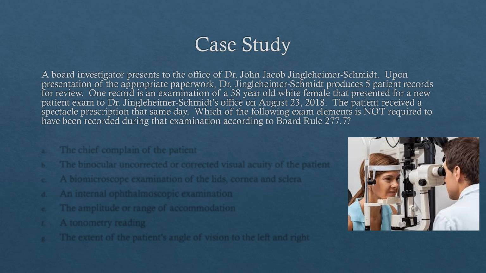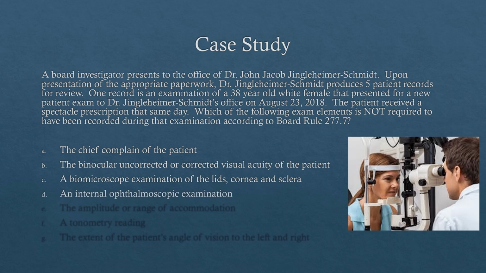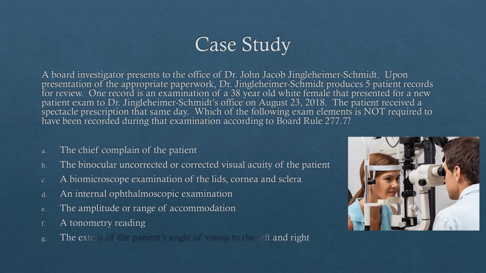Which of the following exam elements is not required to have been recorded during that examination according to Board Rule 277.7? The chief complaint of the patient, the binocular uncorrected or corrected visual acuity of the patient, a biomicroscope examination of the lids, cornea, and sclera, an internal ophthalmoscopic examination, the amplitude or range of accommodation, a tonometry reading, or the extent of the patient's angle of vision to the left and right. So which of those is not required according to Board Rule 277.7?